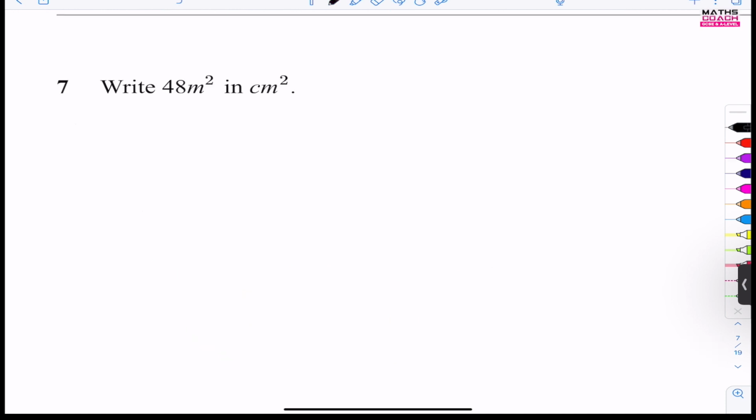Question number 7, write 48 meters squared in centimeters squared. Some of you may be tempted to just multiply this by 100 or something. Don't do that because you are working in area, not lengths. So if we write down some things, 1 meter we know has 100 centimeters. This is the length. But when you do 1 meter squared, it's not equal to 100 centimeters squared.